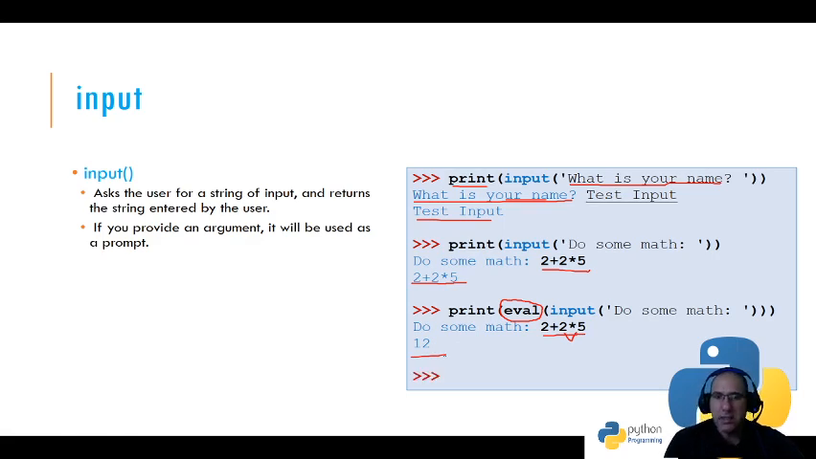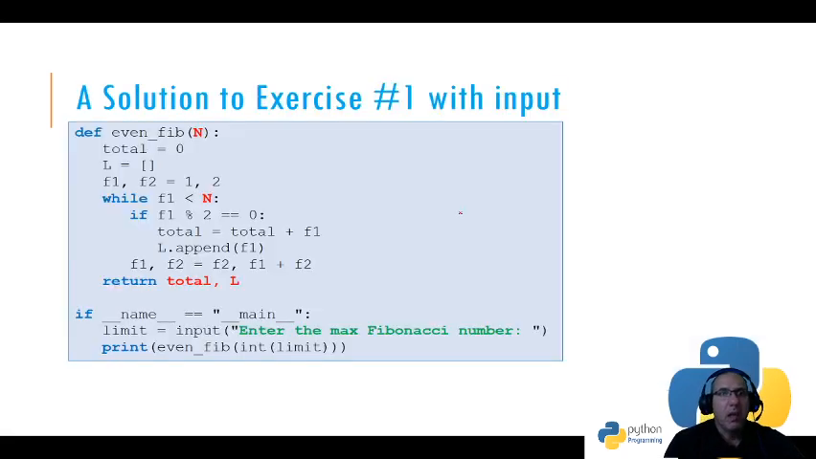So this is the input function. It's very useful, it's very handy. Along with print, they are used for input and output. So if we come to the part in which we redefine the solution of the exercise presented before with the function and with the input function, we may ask the user to enter the limit instead of having the limit fixed or hardcoded to 4 million.